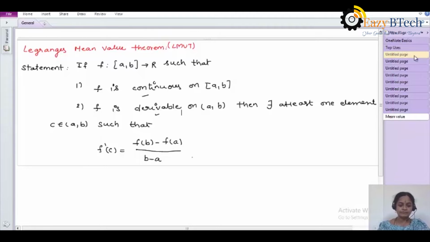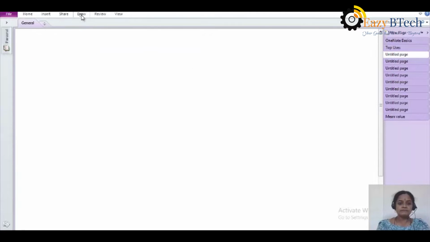Now, a problem related to this same theorem. Verify Lagrange's mean value theorem for f(x) equal to x cubed minus x squared minus 5x plus 3 on the interval [0, 4]. Now, the solution.